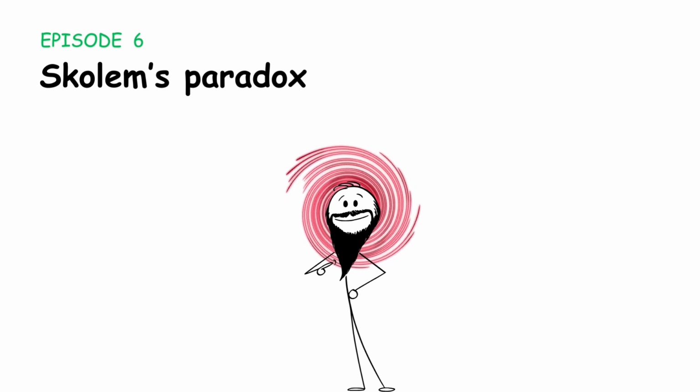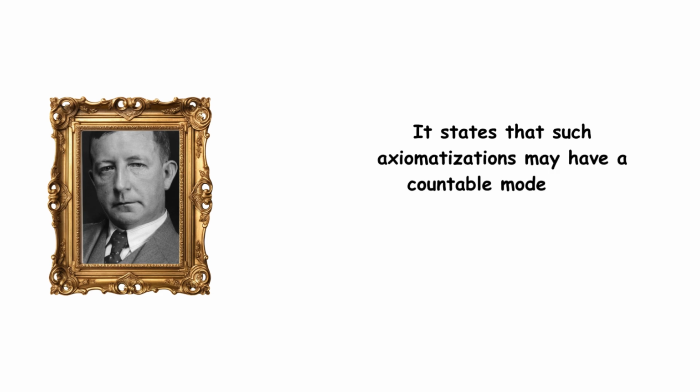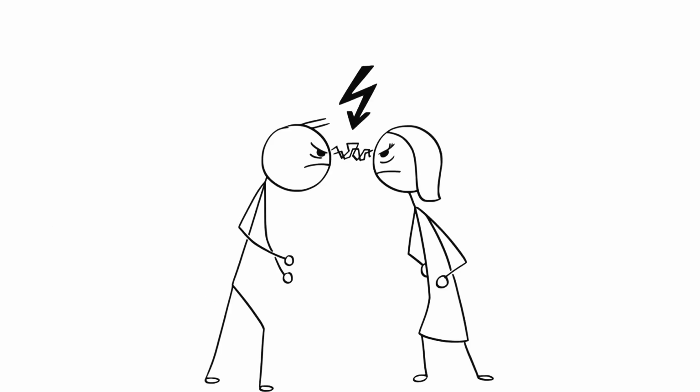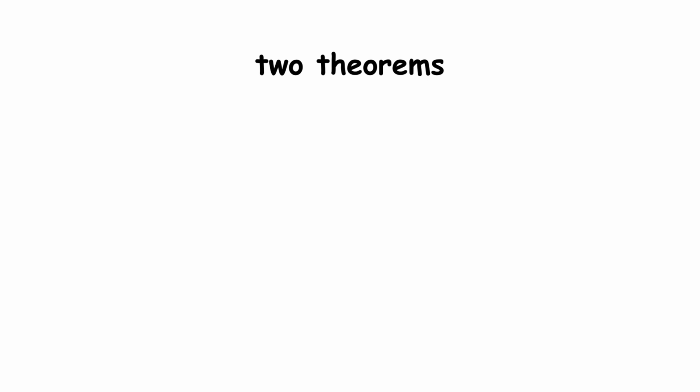Skolem's paradox. Skolem's paradox is a veridical paradox, a true yet seemingly absurd statement regarding consistent axiomatizations of set theory. It was first discussed by Norwegian mathematician Thoralf Skolem in 1922. It states that such axiomatizations may have a countable model, yet can be used to construct a sentence stating the existence of uncountable sets. This seems counterintuitive, as a countable model must contain only countable sets. This paradox is based on two theorems.